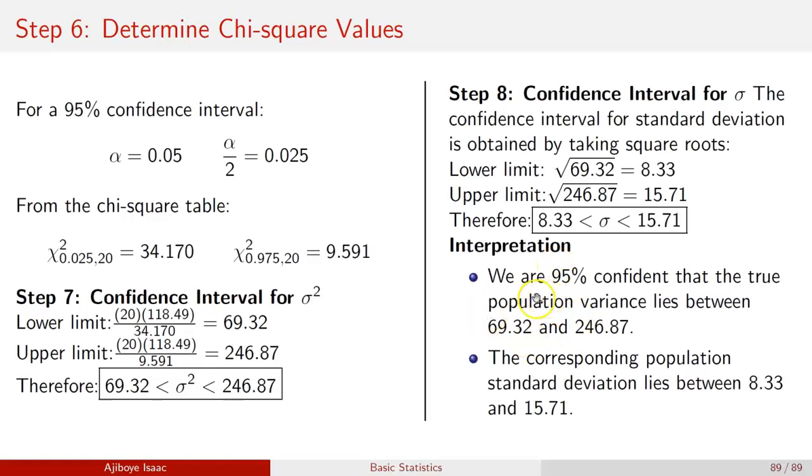By interpretation, we are 95% confident that the true population variance lies between 69.32 and 246.87, and therefore the standard deviation also lies between 8.33 and 15.71.